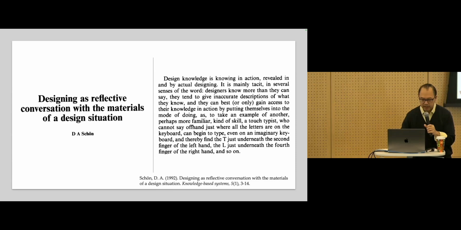I'll read the last part of the line. It talks about the idea of the keyboard. The design knowledge allows us to talk about things, whereas the skills, where all the letters on the keyboard can begin to type, even on an imaginary keyboard, therefore find the T underneath the second finger of the left hand, the L underneath the fourth finger of the right hand. What he's trying to say is that when you want to ask somebody about how they use a keyboard, you don't ask them how to use a keyboard. I can't tell you how I do it.